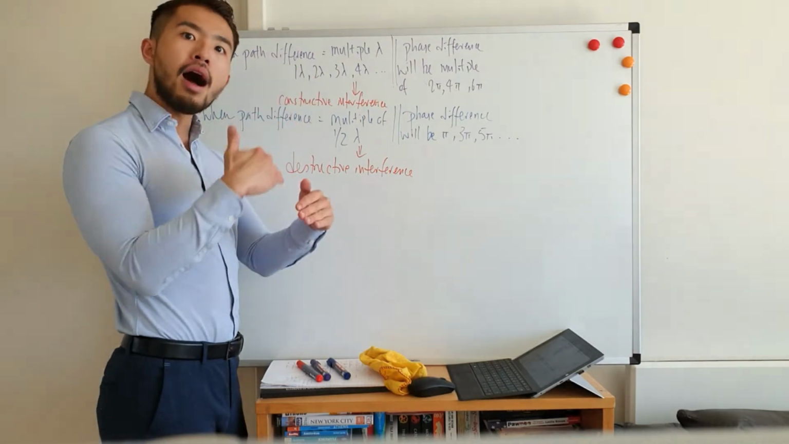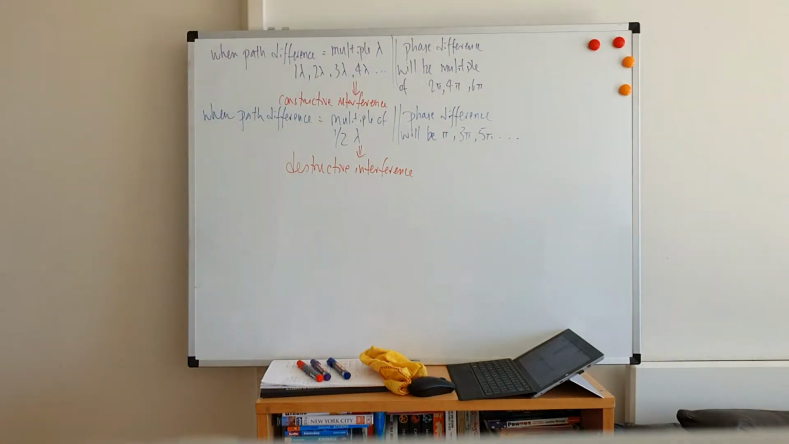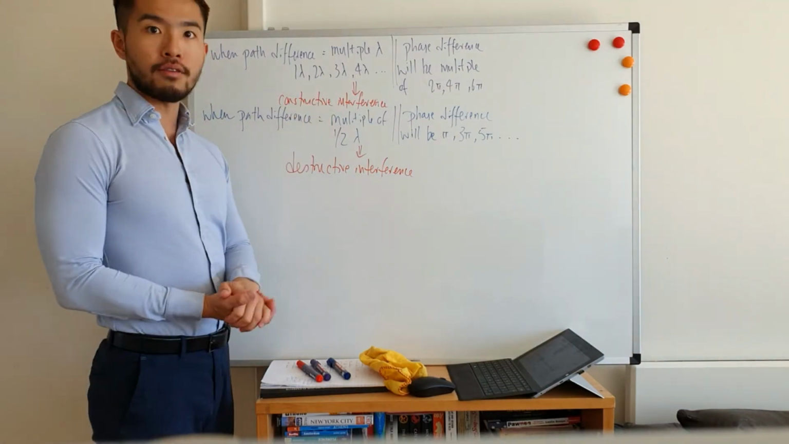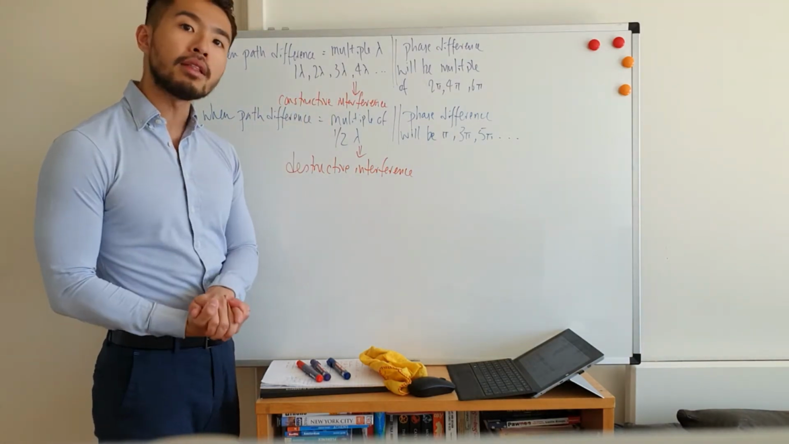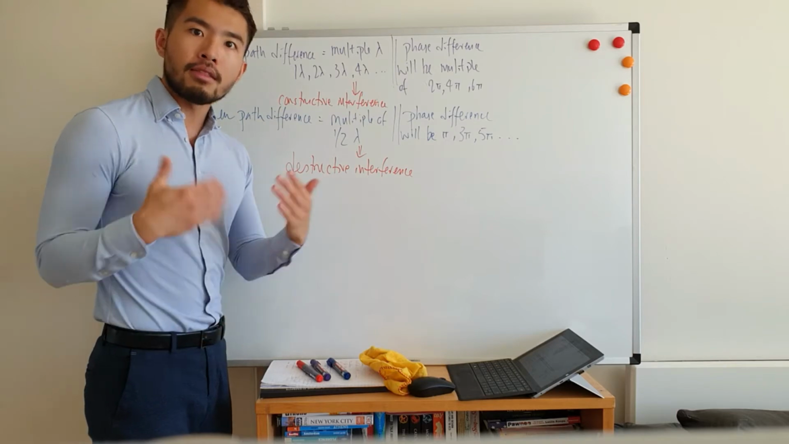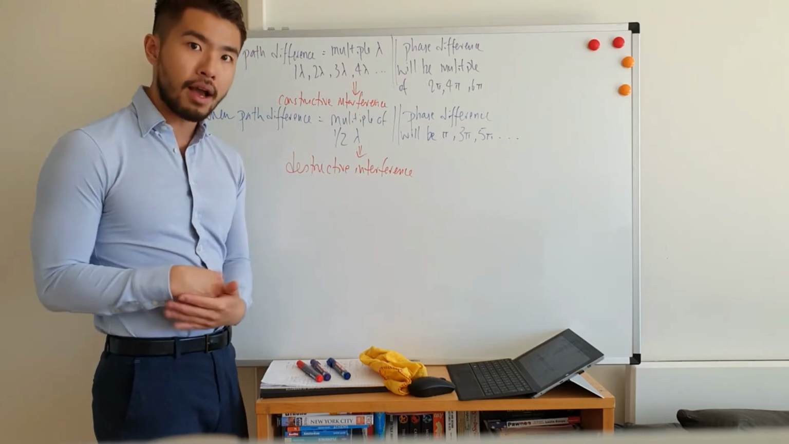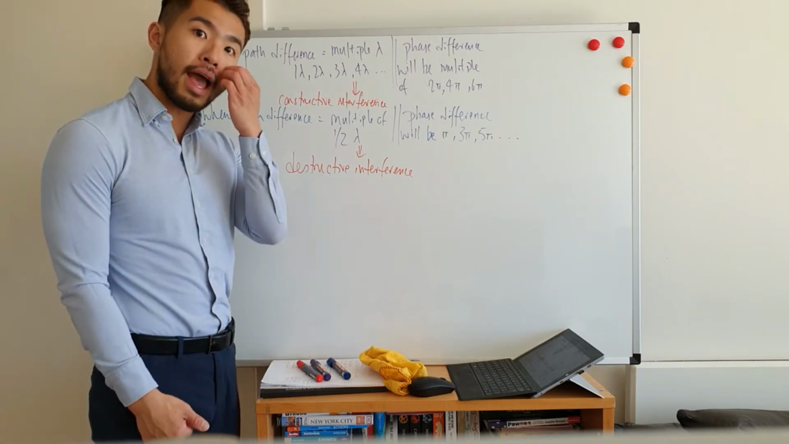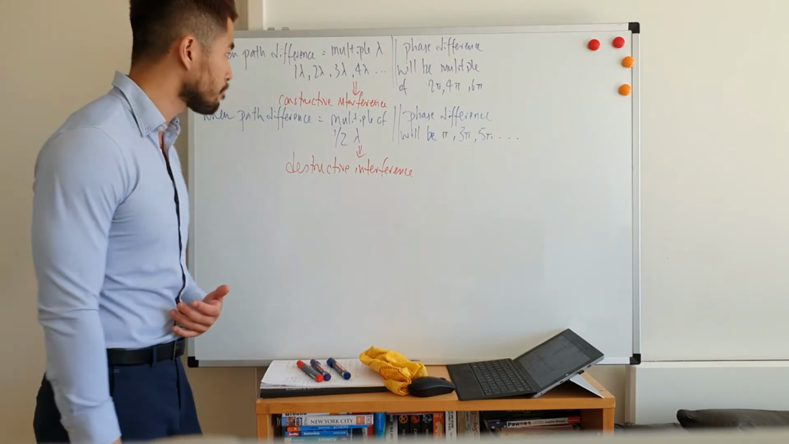If the phase difference is this much, then they will add up. When they add up, they will have constructive interference. That doesn't mean that the wave is going to double. That just means that the two waves are going to add up. The amplitude and the displacements are going to add up.